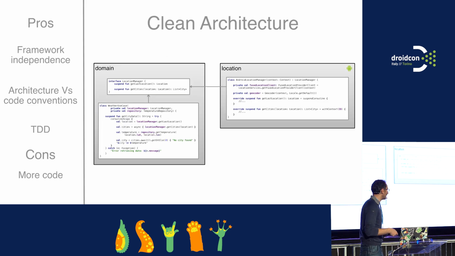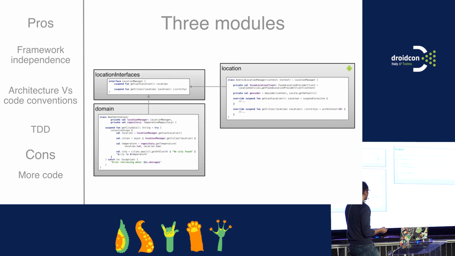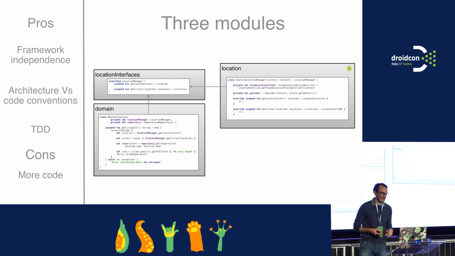Can we achieve something similar in other ways? Yeah, probably. So this is the clean architecture: the location is an Android module, the domain is not an Android module. We can do something similar, for example, by creating three modules, creating another module just for the interfaces. This is probably not the clean architecture, but it's quite similar, and we have the same pros. Probably the only con in this architecture is that in the interface module, we can't use the classes defined in the domain, but basically it's similar.